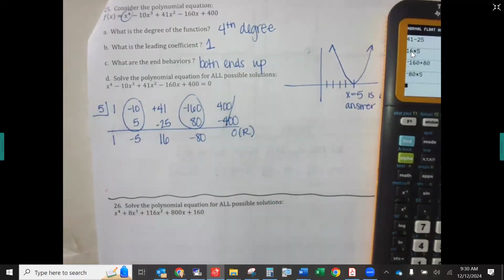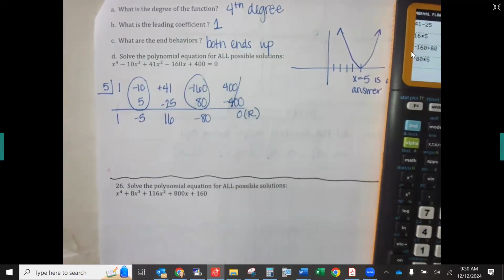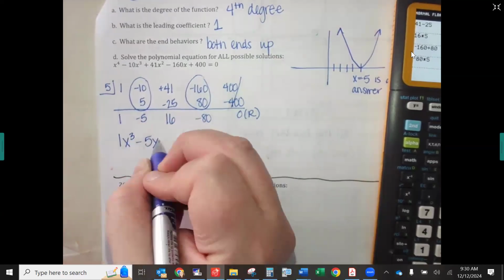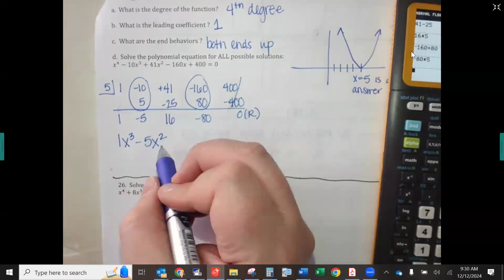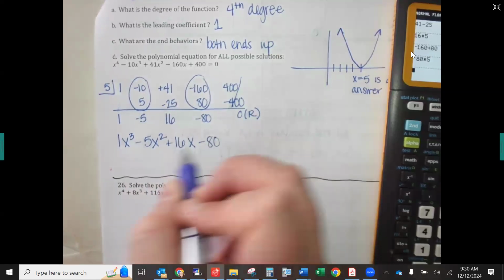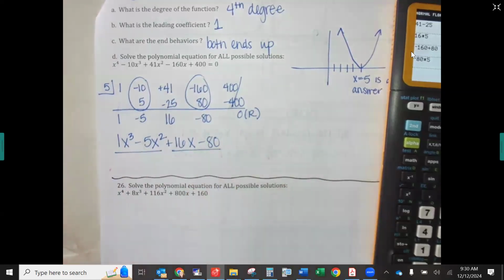Now, here's why that's good for us. I know it was supposed to be a remainder of 0 because I already knew that was an answer because I looked at the graph. Remember that if my answer started as an x⁴, then what is this going to start at? An x³. And that's going to allow me to do factor by group. So it's a 1x³ minus a 5x² plus a 16x minus 80. And now we can group what's left.